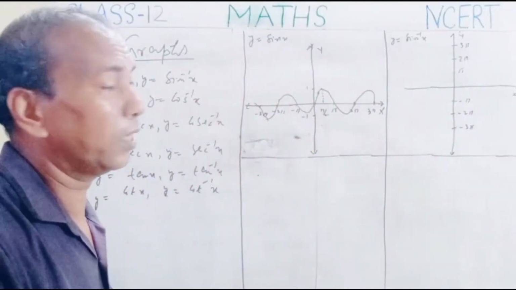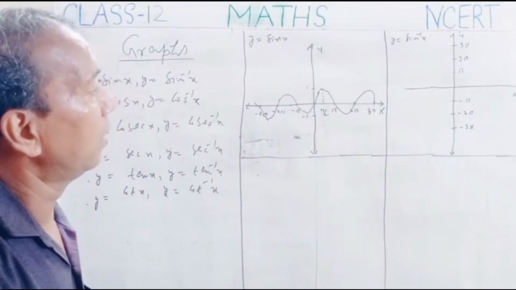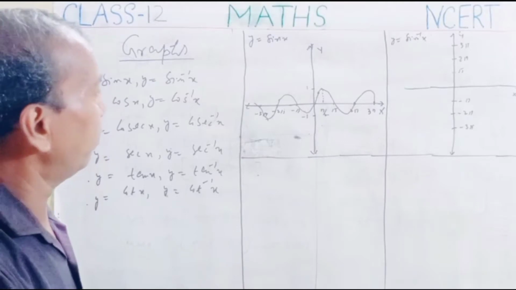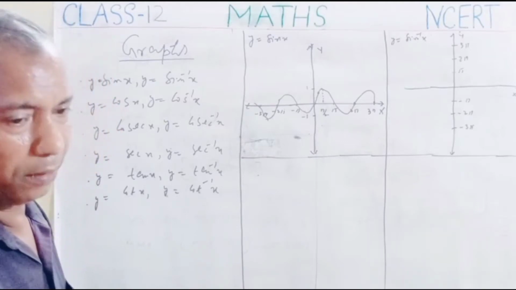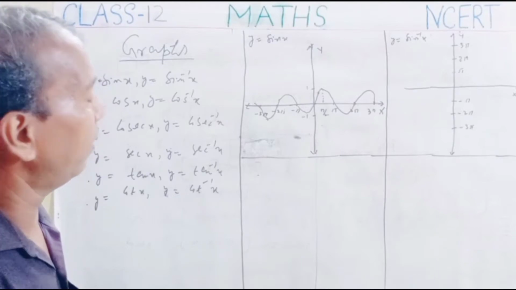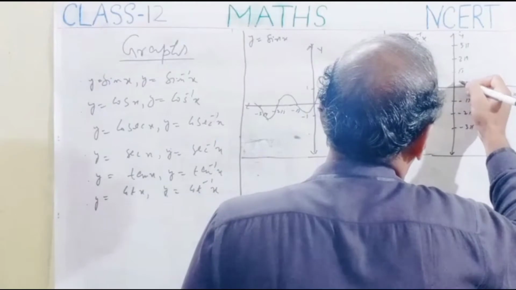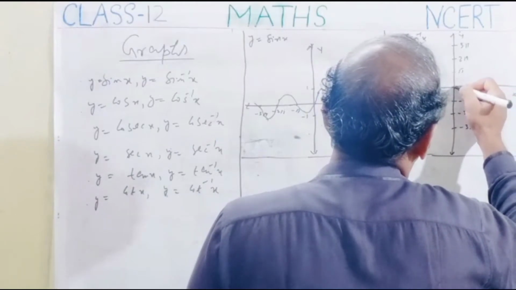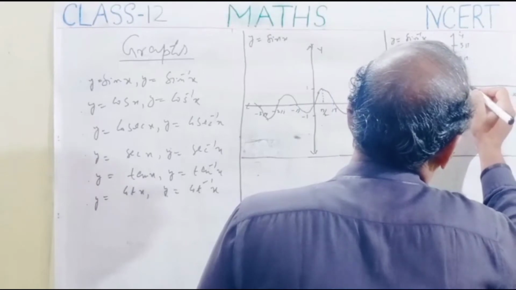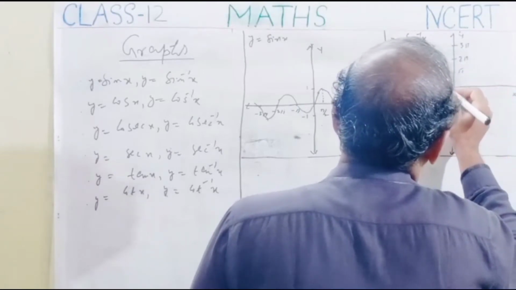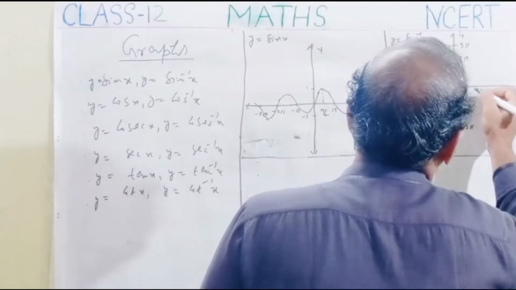Now I want to draw the graph of y is equal to sine inverse x. Mind it, the values at pi, 2 pi, 3 pi, or minus pi, minus 2 pi, minus 3 pi are 0. Okay, so I will draw the graph like this. Let's suppose the value at this point is 1, and at this point it is minus 1.